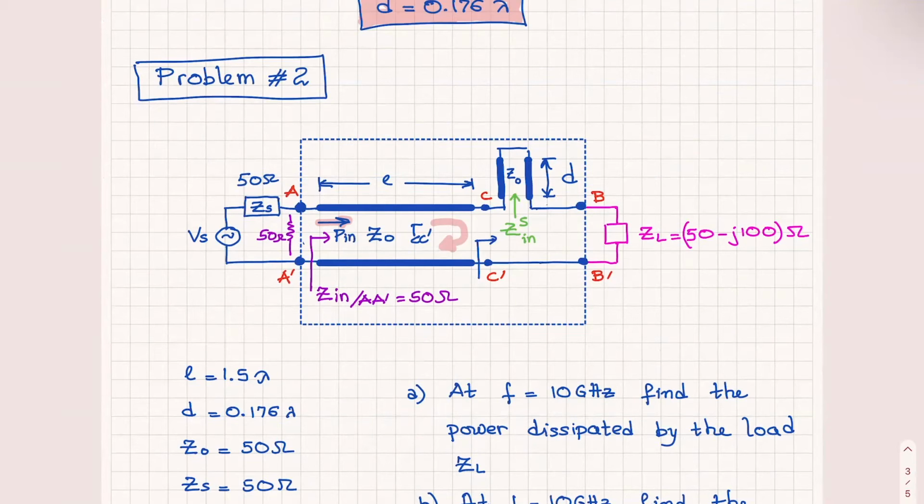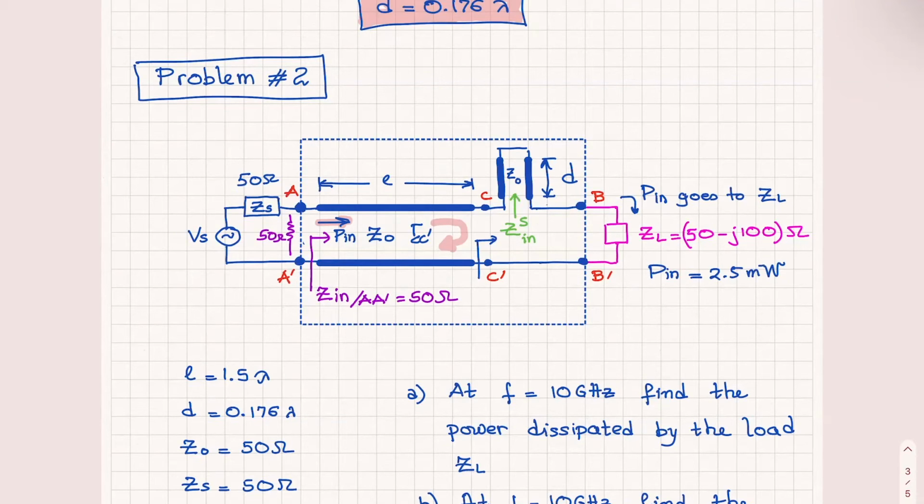But the line does not have any resistive elements. So if the P in is all real, and there is no resistor between AA prime and BB prime, so all of it goes here. So all of this P in goes to ZL, which means the P in that goes to ZL equals 2.5 milliwatts.